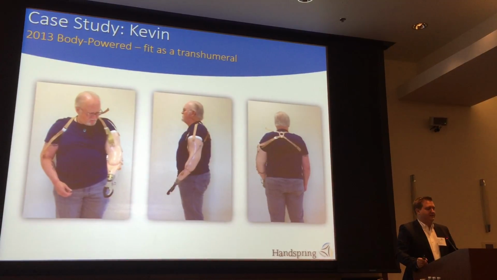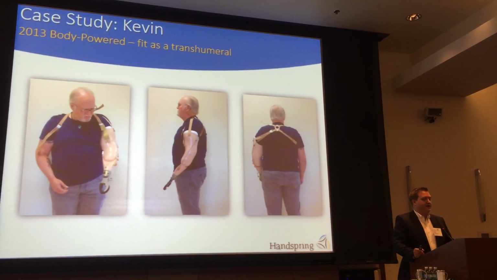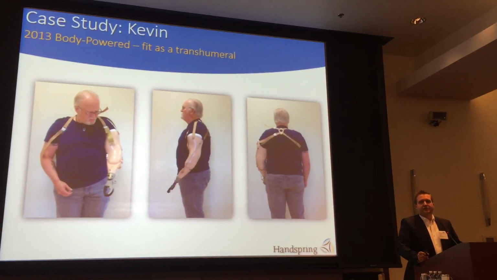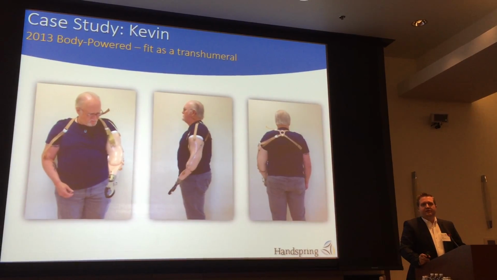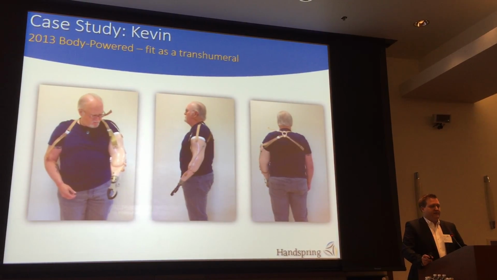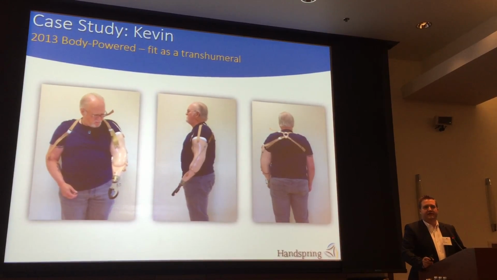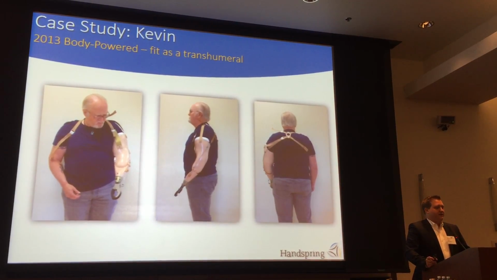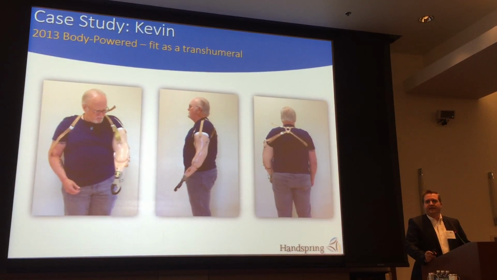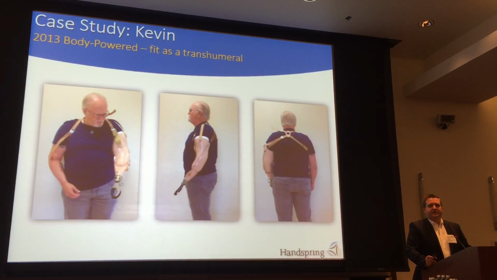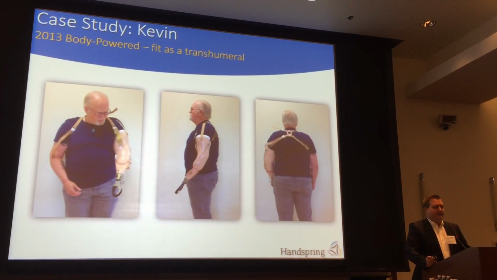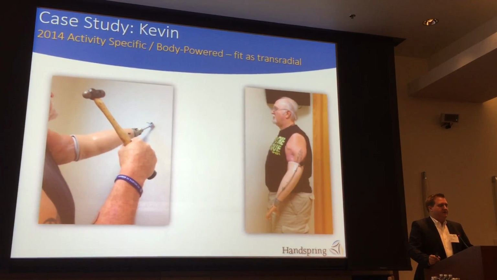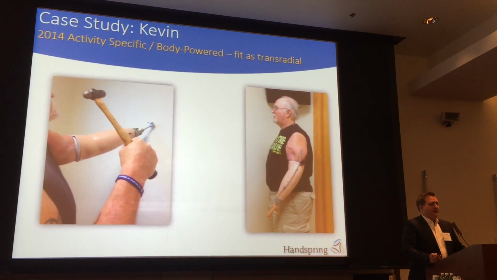So this was the prosthesis that he was provided in 2013. He was fit at this point as a transhumeral level. We used outside locking hinges and provided him with a voluntary closing terminal device. Ultimately, Kevin rejected this prosthesis due to weight and cosmetic issues, and it just didn't function for him the way that he'd like. So in 2014, he came back.